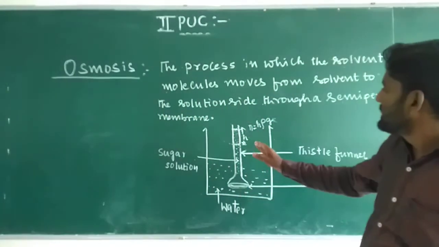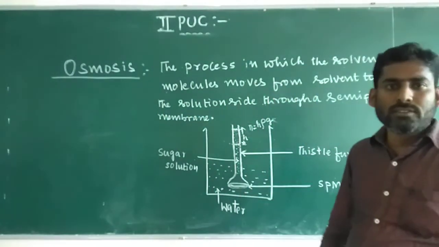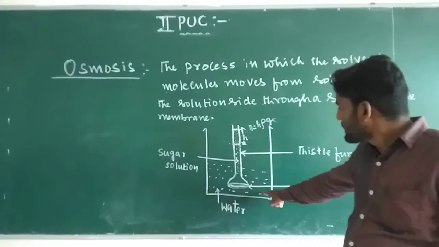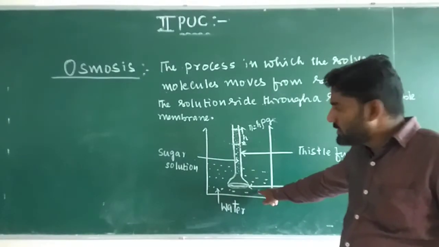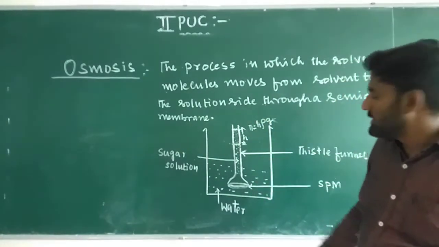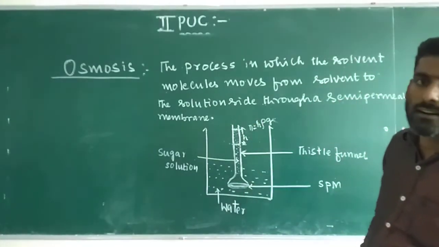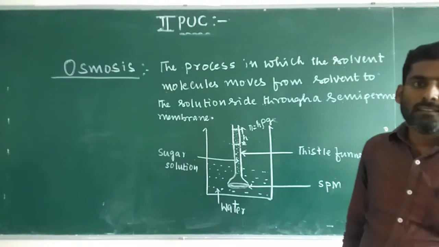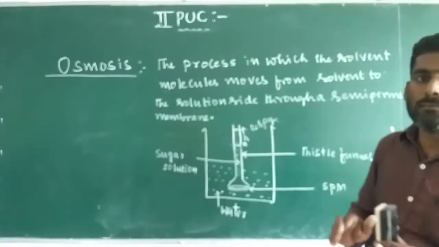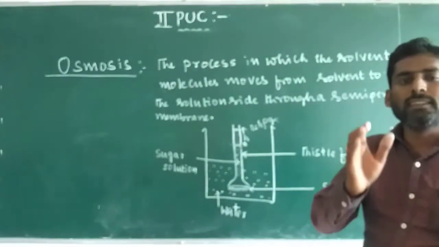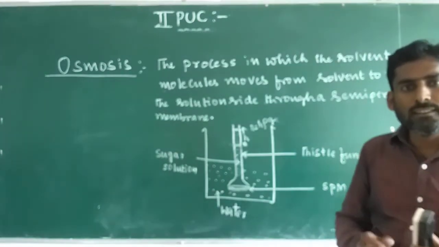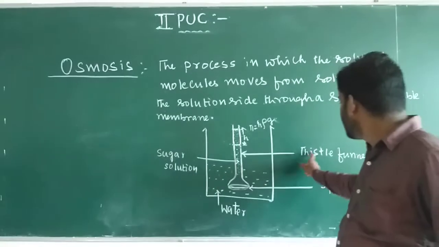So the process in which solvent molecules move from the solvent to the solution side through the semi-permeable membrane is called osmosis. The process of osmosis can be explained by taking a highly concentrated sugar solution in a Thistle funnel.